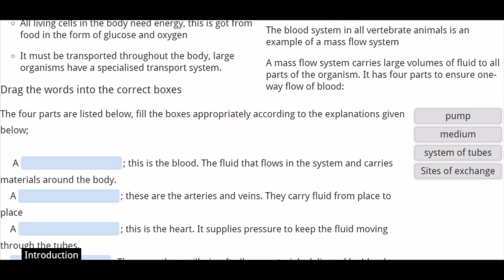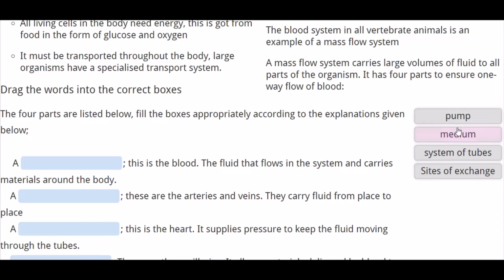All living cells in the body need energy. This is got from food in the form of glucose and oxygen. It must be transported throughout the body. Large organisms have a specialized transport system. The transport system in all vertebrate animals is an example of a mass flow system, and the mass flow system is comprised of four parts. We have the pump, the medium, system of tubes, and sites of exchange.